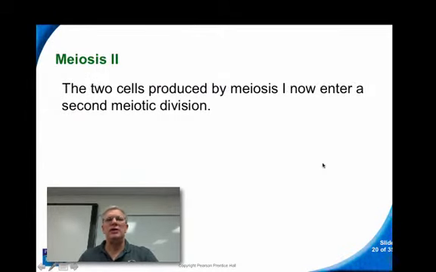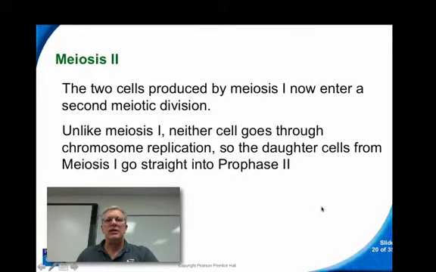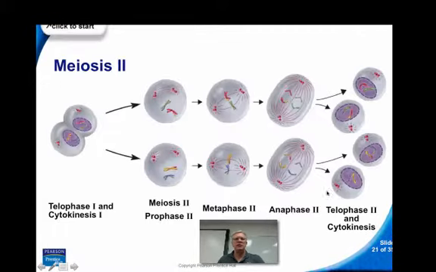Now as we enter meiosis 2, we're going to see that the daughter cells that came out of meiosis 1 will go straight into prophase 2. There will be no interphase. There'll be no more replication of the DNA. That's already happened. And so from meiosis 1, they're going to jump straight into prophase 2 of meiosis 2.